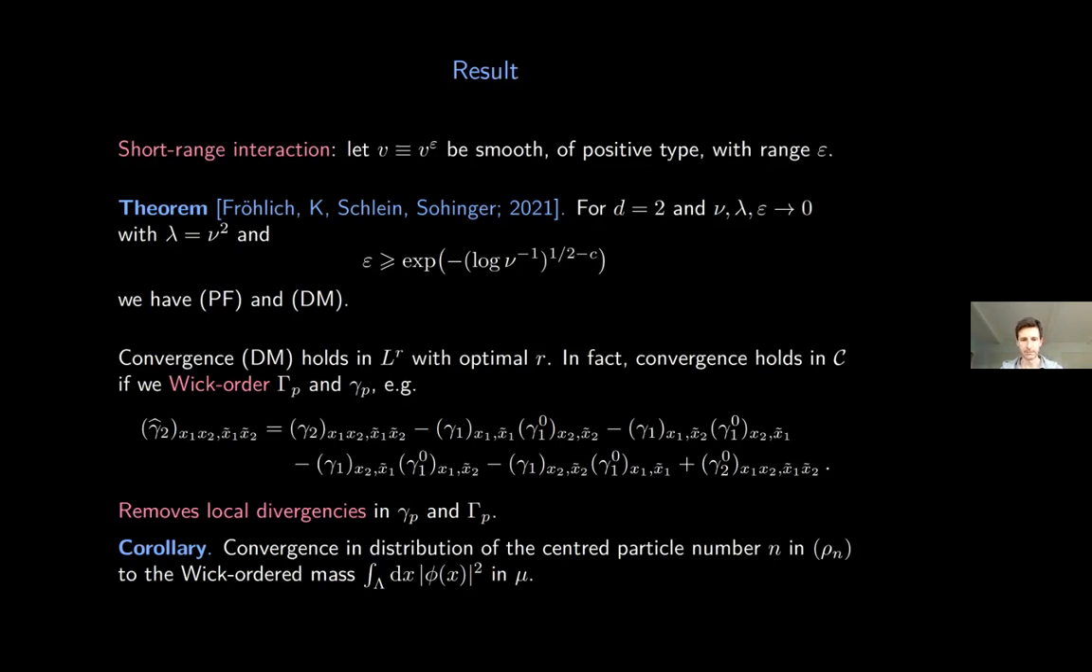And in particular, this allows you to obtain convergence results for example for the distribution of the centered number of particles. You can compute things like the correlation of the number of particles in this box and the number of particles in that box, and relate all of these things to correlation functions of this Euclidean field theory. Okay, so that's the main result.